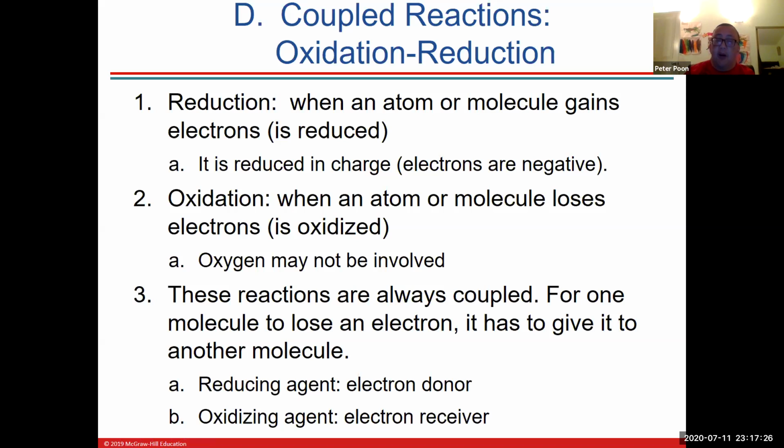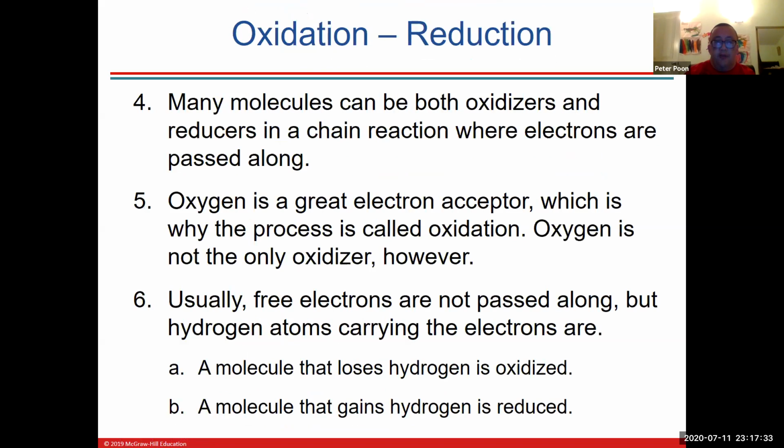These reactions are always coupled, so you reduce something by oxidizing something else. Many molecules can be both oxidizers and reducers in a chain reaction. So I oxidize something, something else oxidizes me, and I'm reduced in the process. Oxygen is a great electron acceptor, which I'm sure you went over in microbiology.